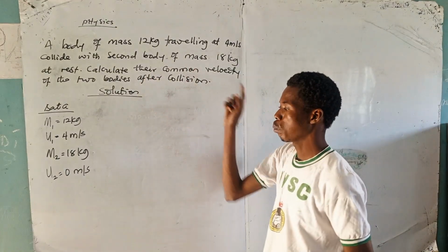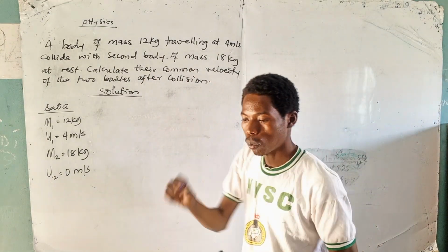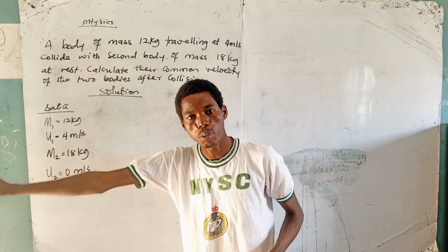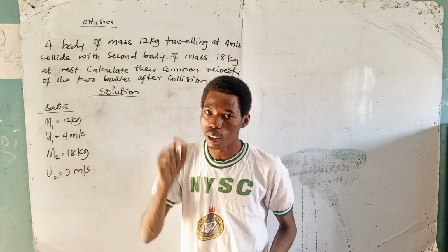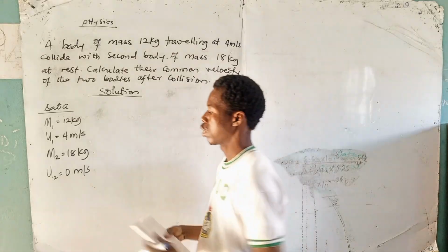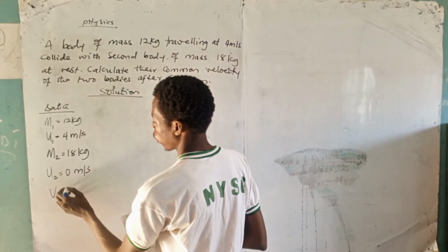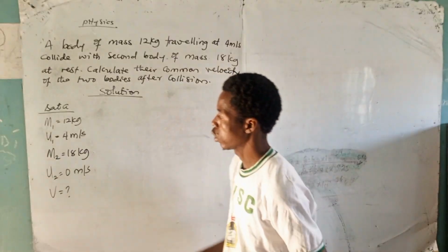Calculate their common velocity. That is their velocity after they collide and move together. So they have a common velocity there, and we are asked to find that velocity. So that is the final velocity. I put a question mark. We are going to get it.